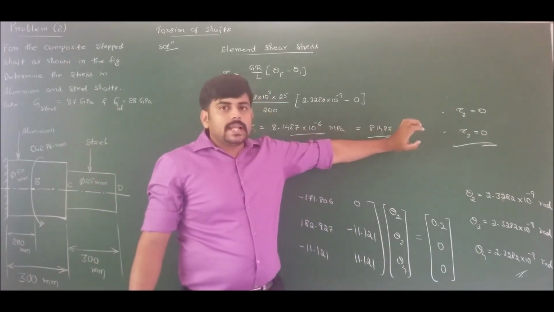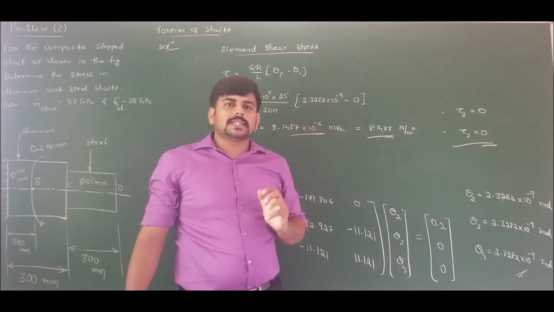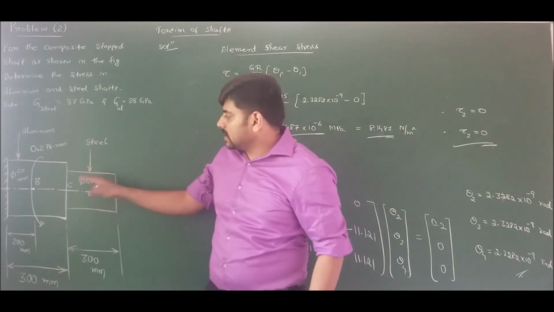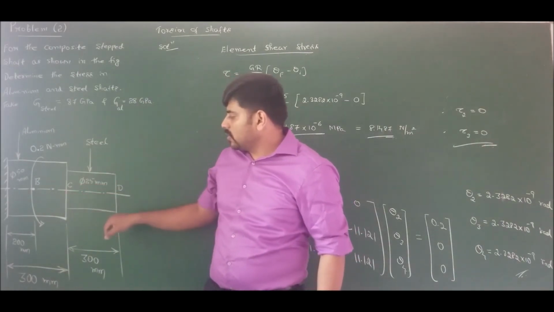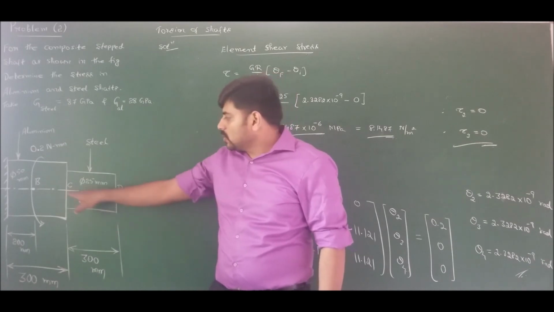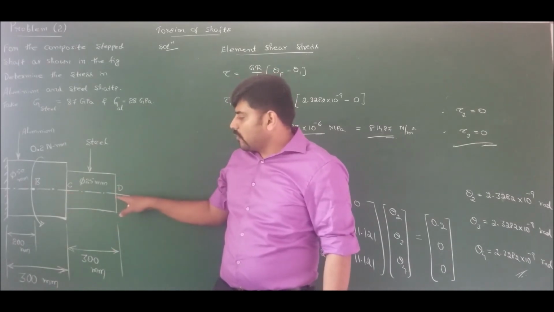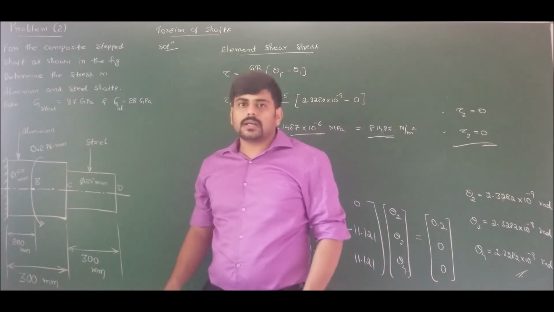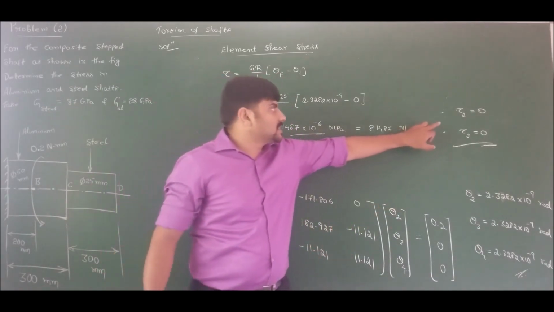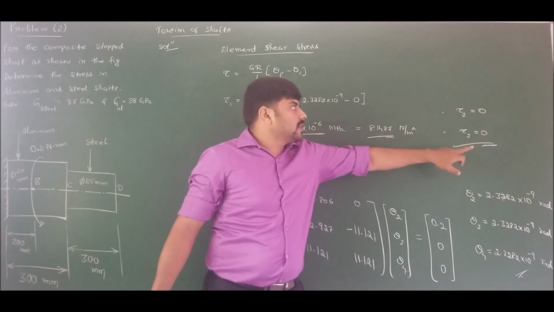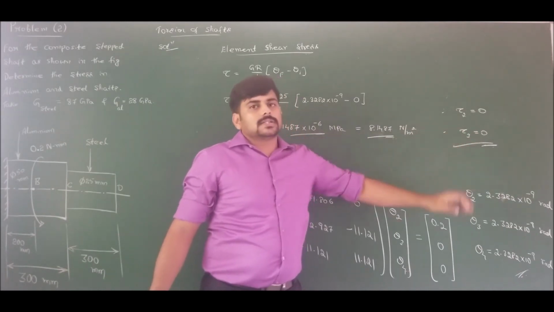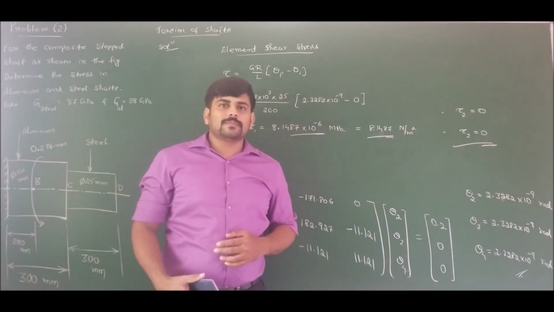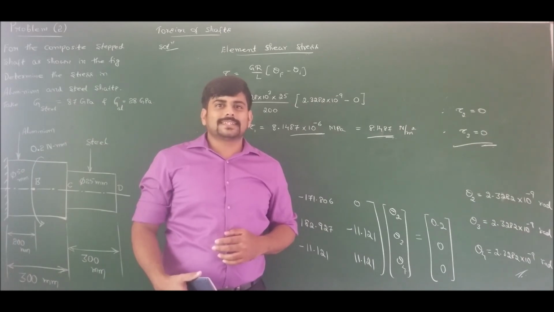Element 2 and element 3 will experience the shear stress if I apply the external torque on node number 3 and node number 4. Since node number 3 and node number 4 are free without experiencing any externally applied torque, we are getting the elemental shear stress for element 2 and for element 3 as 0. This completes the given problem. That's all from this lecture. Thank you.